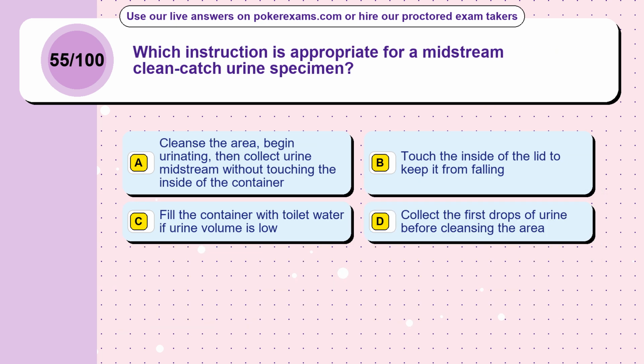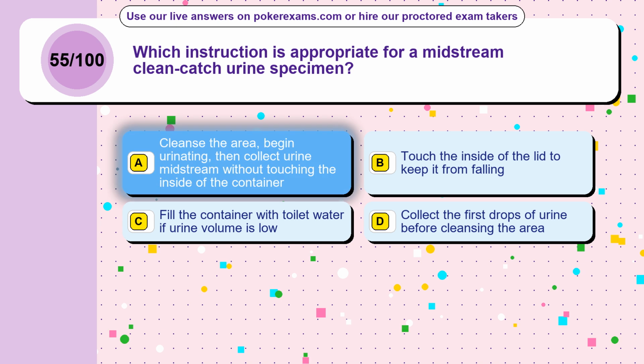Question 55. Which instruction is appropriate for a midstream clean catch urine specimen? Option A. Cleanse the area, begin urinating, then collect urine midstream without touching the inside of the container. Option B. Touch the inside of the lid to keep it from falling. Option C. Fill the container with toilet water if urine volume is low. Option D. Collect the first drops of urine before cleansing the area.